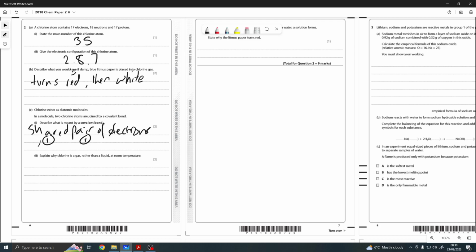Explain why chlorine is a gas rather than a liquid at room temperature. Well, essentially, being a simple covalent molecule, it has weak intermolecular forces, which require little energy to break.